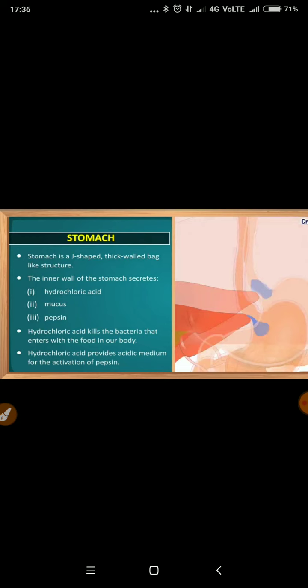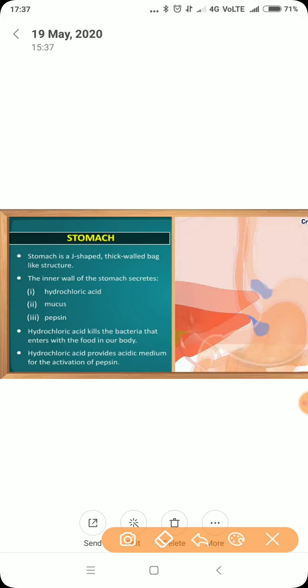Obviously into the stomach. What is a stomach? It is a J-shaped, thick-walled, bag-like structure. Okay, a muscular bag. So the inner wall of the stomach secretes HCl, that is hydrochloric acid, mucus and pepsin. Hydrochloric acid क्या करेगा? It will kill the bacteria that enter with the food in our body. जितने भी बैक्टीरिया हमारे खाने में एंटर करेंगे उनको किल करेगा हाइड्रोक्लोरिक एसिड, that is HCl.